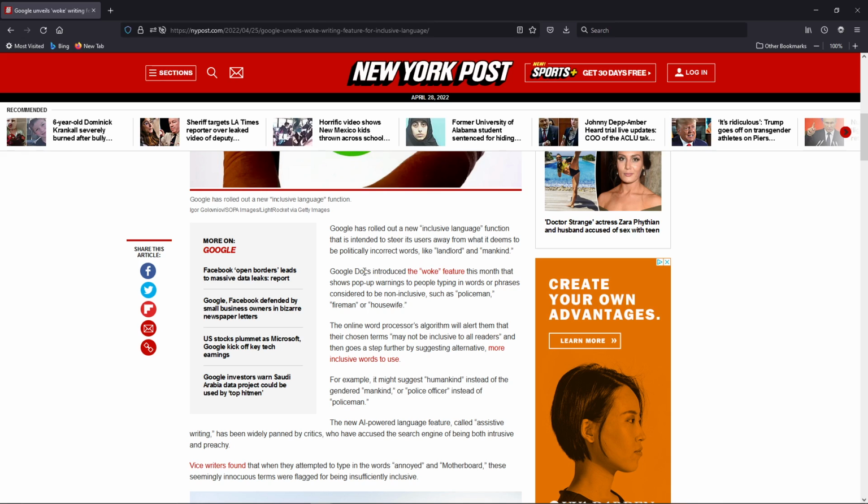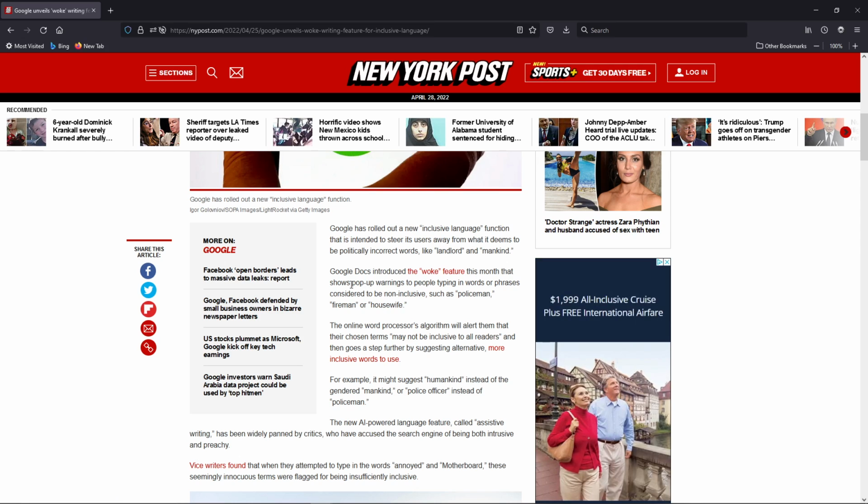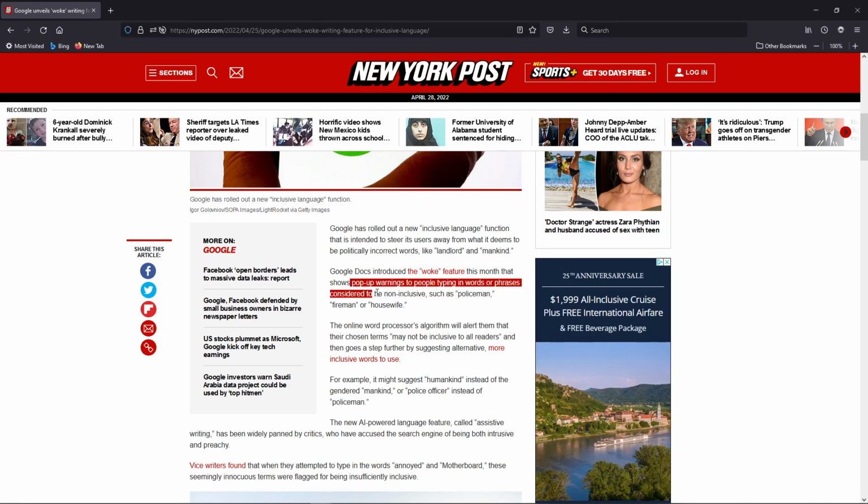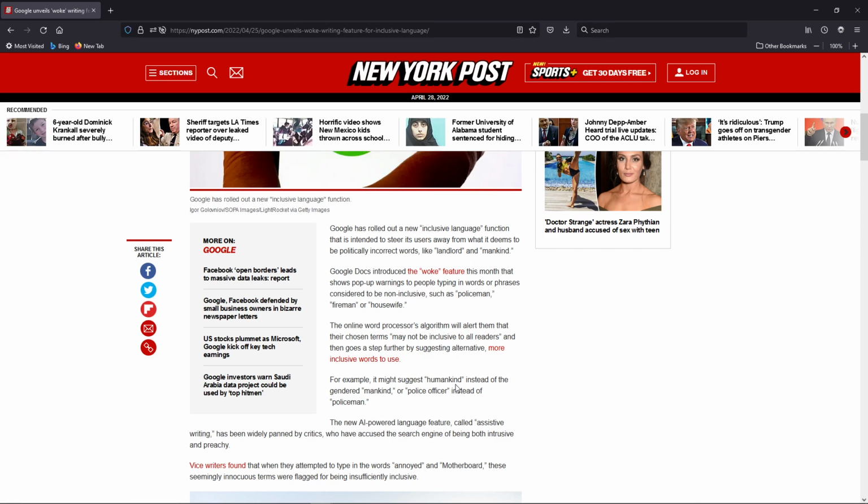But continue here. Google Docs introduced the woke feature this month that shows pop-up warnings to people typing in words or phrases considered to be non-inclusive, such as policeman, fireman, or housewife. The online word processor's algorithm will alert them that their chosen words may not be inclusive to all readers, and then goes a step further by suggesting alternative, more inclusive words to use. In other words, they're telling you what to think and to write.